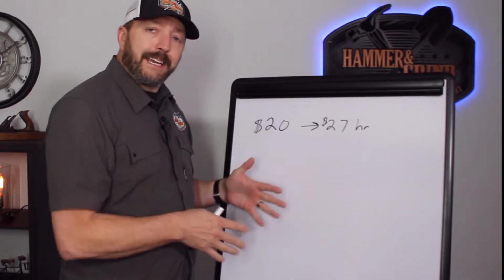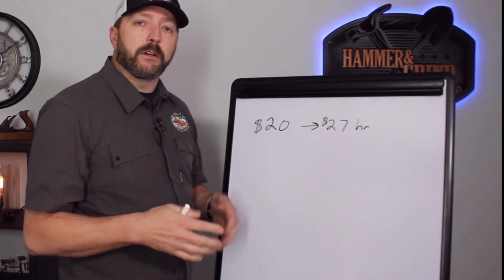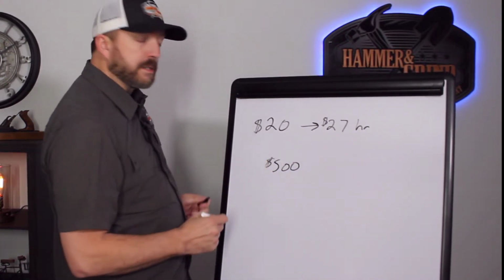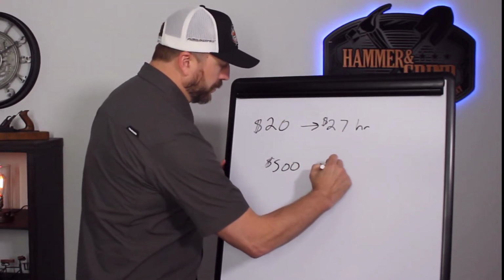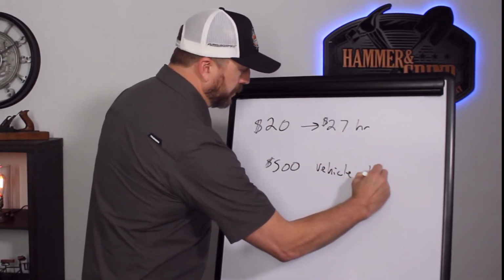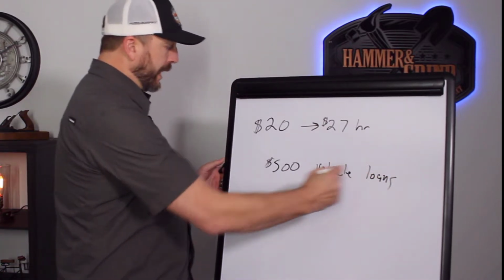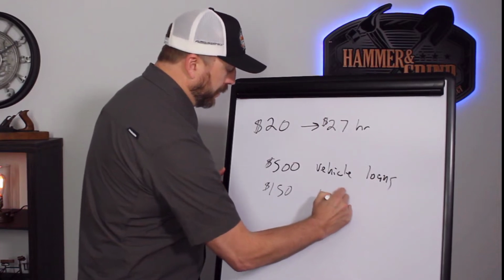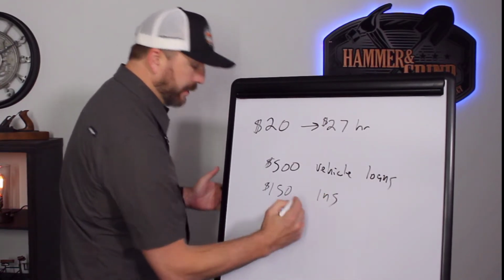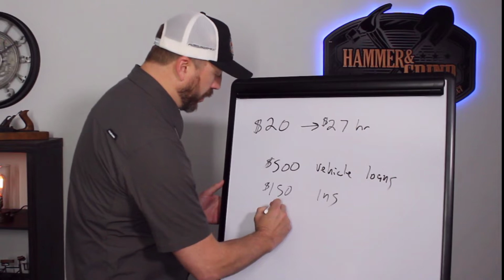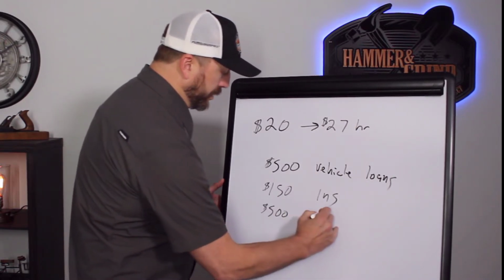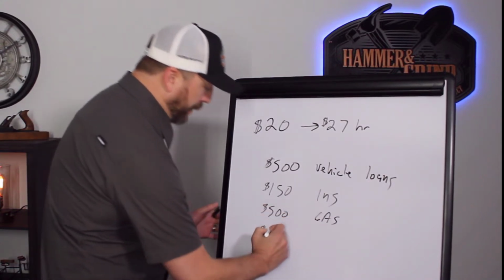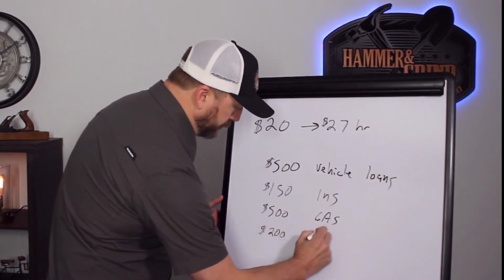If you have a lead guy who's driving a company vehicle, now you may have $500 a month in vehicle loans. And then you have insurance that may be $150 a month. And now you have gas that right now with gas prices the way they are, that might be another $500 a month. And then you have maintenance, and that might be $200 a month.